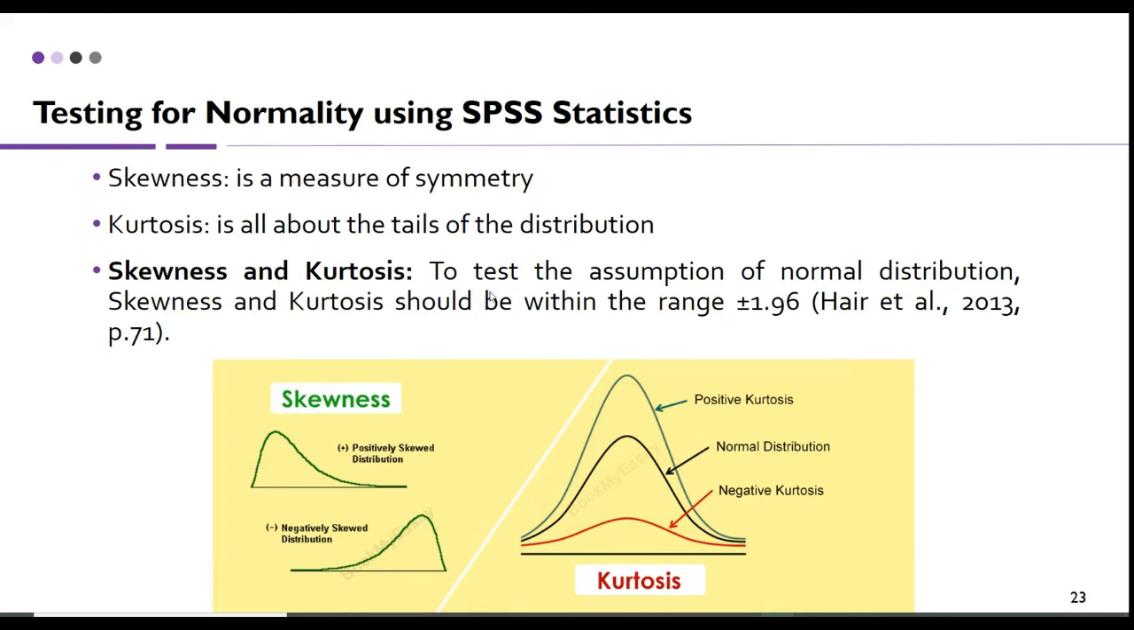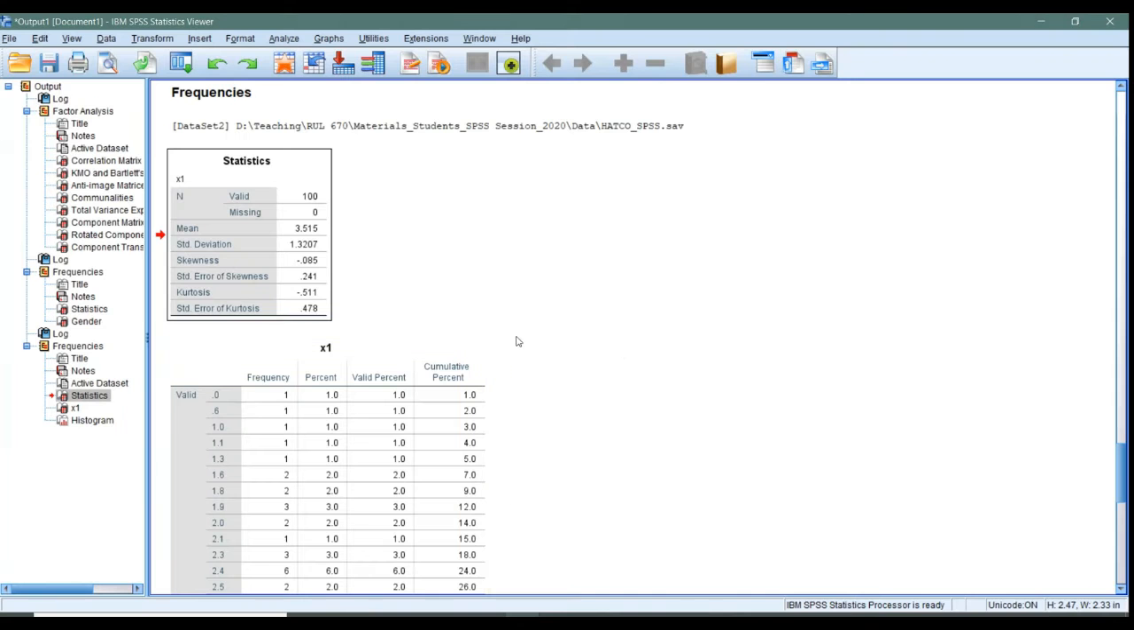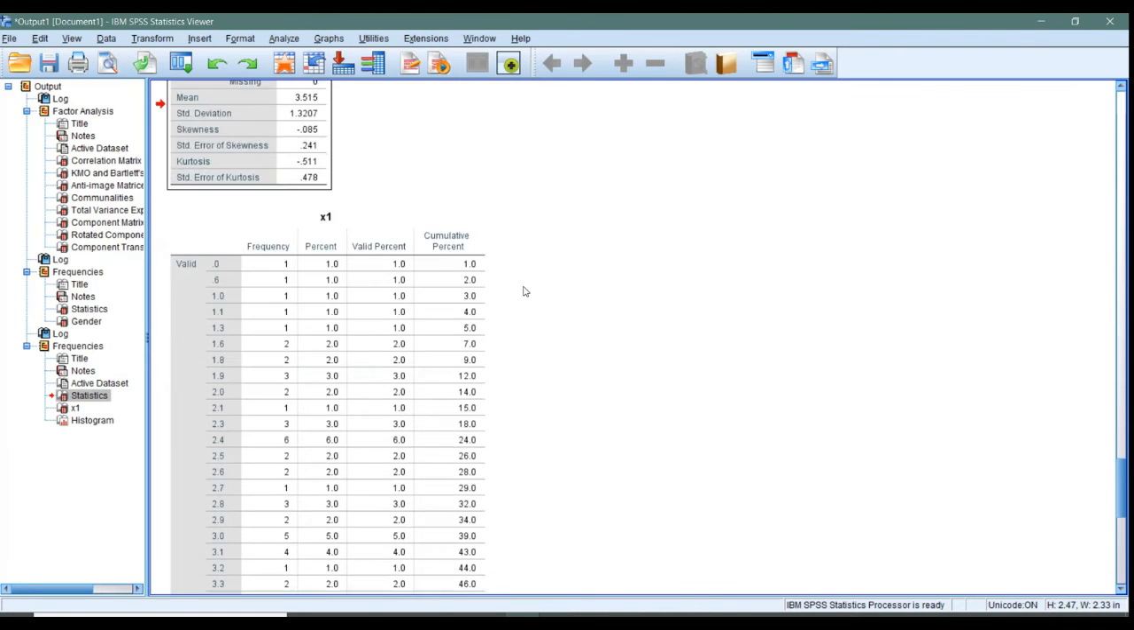Okay, remember here, to test the assumption of normal distribution, skewness and kurtosis should be within the range of positive negative 1.96. Okay, so this is within the range. Referring to the output, we can see that our skewness and kurtosis are within the range. So based on this skewness and kurtosis value, we can conclude that our variable, just now this one, delivery speed, is normally distributed. But we want to check based on the chart also.